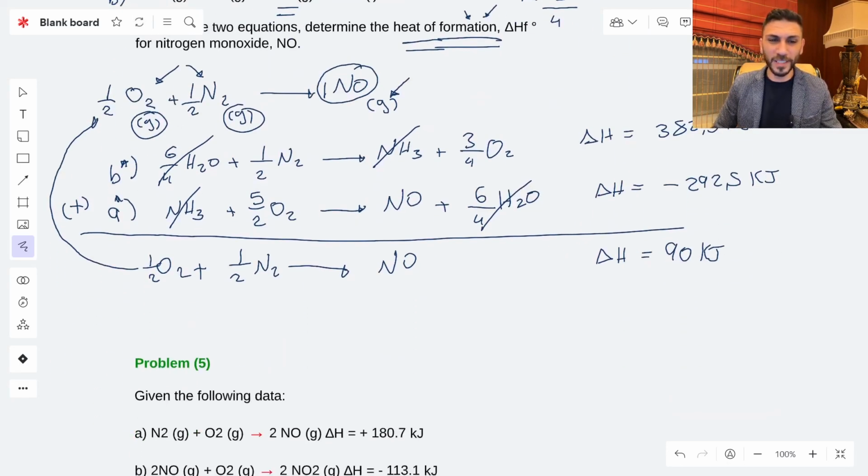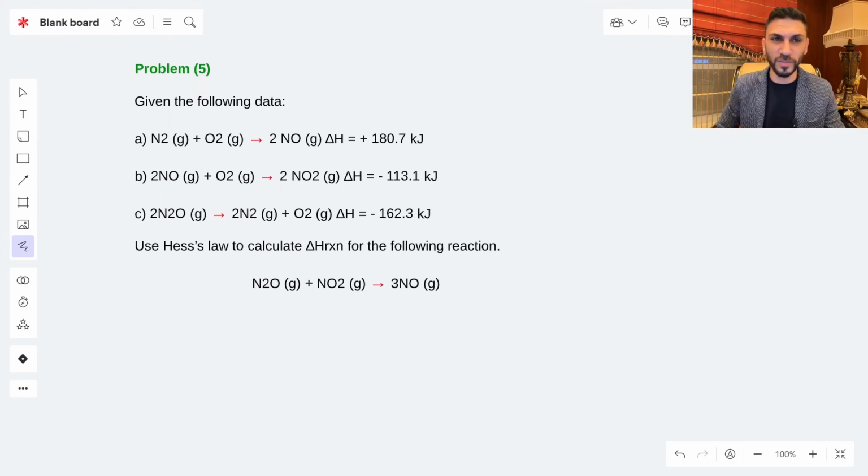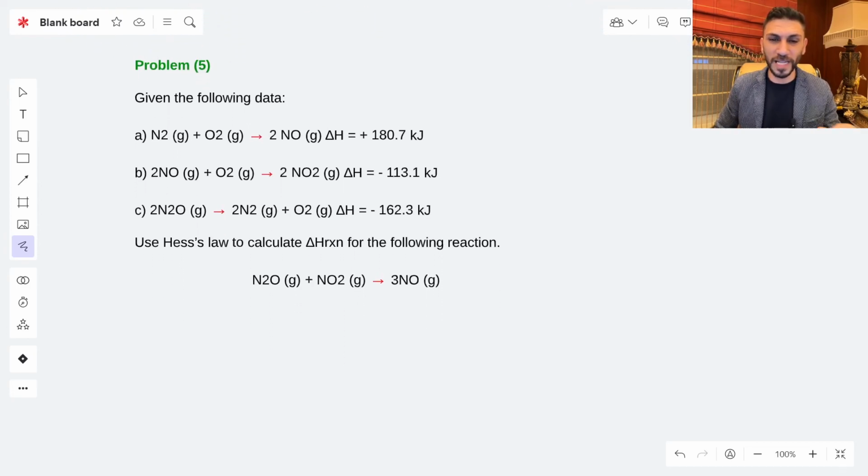All right, the last question, boys and girls, I'm going to leave it to you. You need to practice this problem solving, and we're going to solve it in the next video on thermodynamics. Given the following data, A, B, C, you have 3 reactions now. Use Hess's law to calculate delta H reaction for the following reaction, and you are given the desired reaction. Here delta H is unknown. Try to solve it, and we're going to check the answers next video.